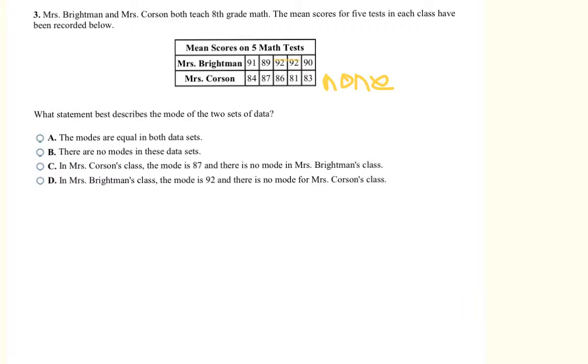So which statement below describes the mode of both sets of data? A, they're both equal. That's not true. We have 92 and none. B says there's no modes for this data set. Well, there's no mode for the second one, but we have one for the first one, so it's not B. C says Mrs. Corson's class, the mode is 87. Well, Mrs. Corson's is none, so it can't be C. D says Mrs. Brighton's class, the mode is 92. That's correct. And there's no mode for Mrs. Corson's class. That is correct also. So that means my final answer is going to be D.